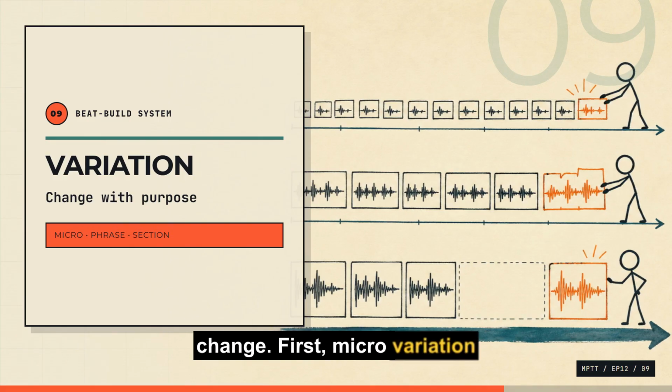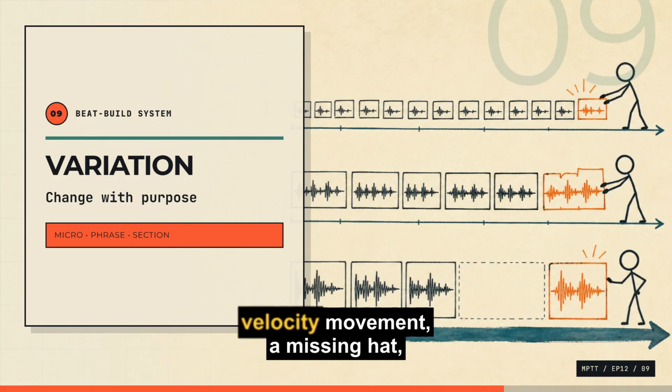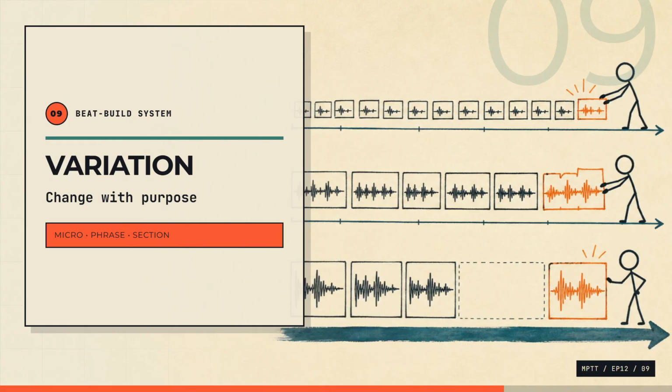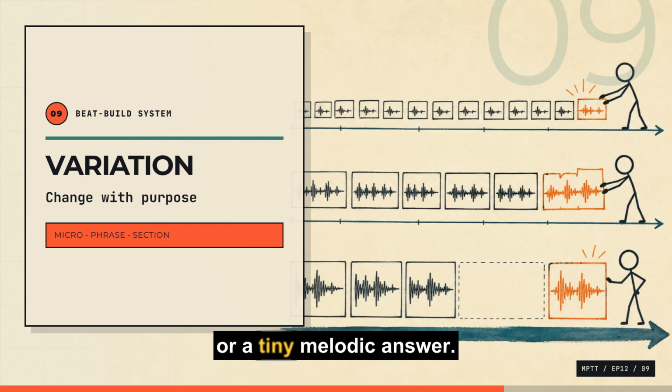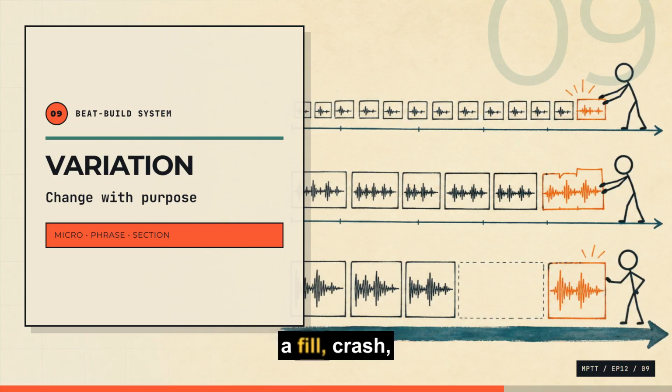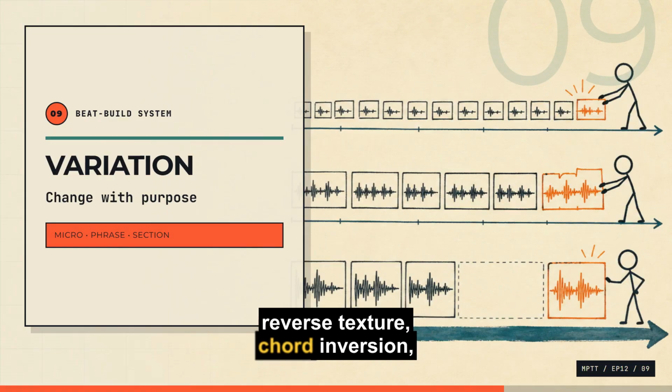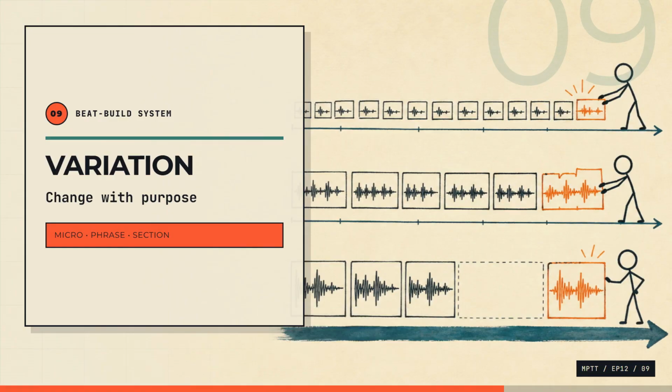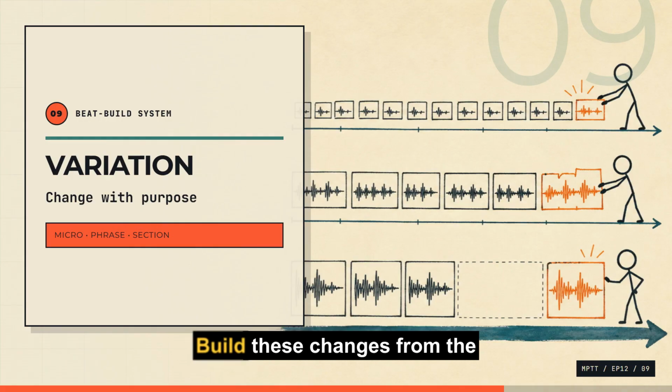First, micro variation inside the loop. Velocity movement, a missing hat, a bass pickup, or a tiny melodic answer. Second, phrase variation every 4 or 8 bars. A fill, crash, reverse texture, chord inversion, or drum dropout. Third, section variation. Instruments enter, leave, or change register. Build these changes from the material you already have.